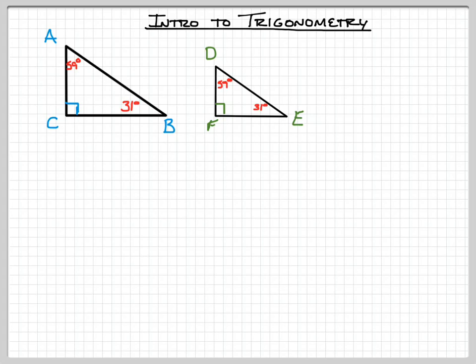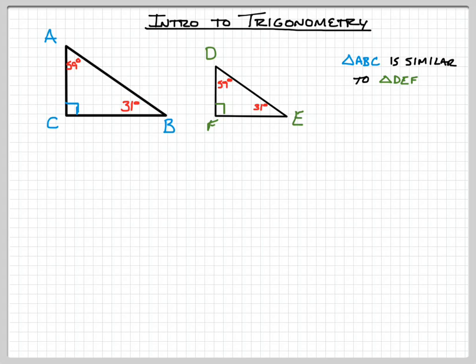So let's say we've got these two triangles here, triangle ABC and triangle DEF. And we can see that they're both right angles. They both have right angles at angle C and angle F. And the measurements of the other angles are the same as well. So even though they're not the same size, we can say that triangle ABC is similar to DEF. And similar just means that it's got the same inner dimensions. The angles are the same.